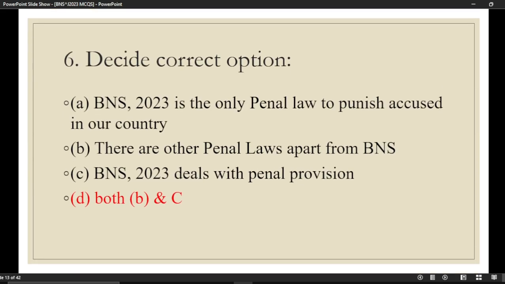That is, our penal law, BNS is a penal law, and apart from BNS there are other penal laws, like there are some of the special laws also which talk about the penal provisions. Therefore, BNS is not the only penal law. We have different penal laws also.